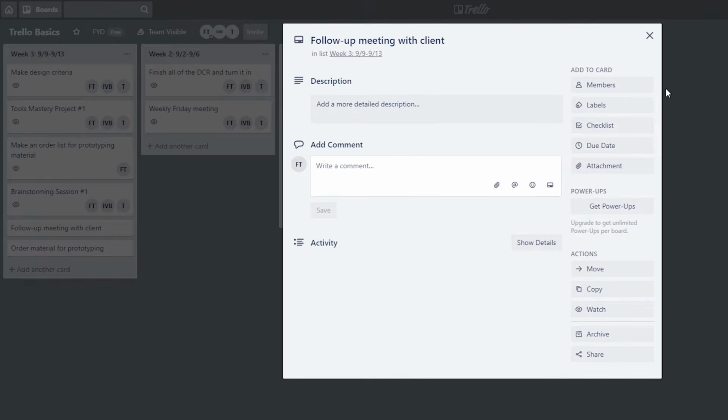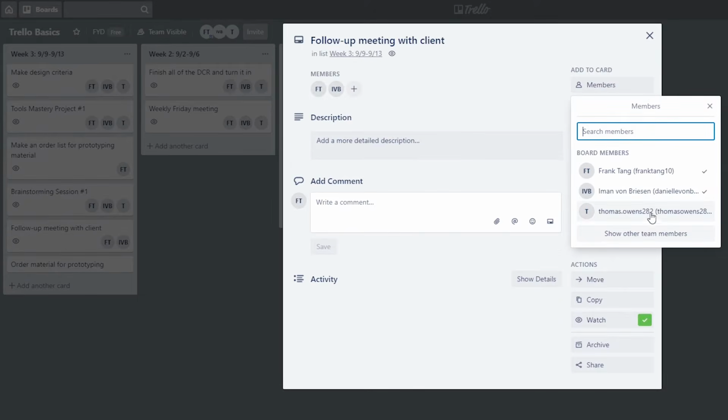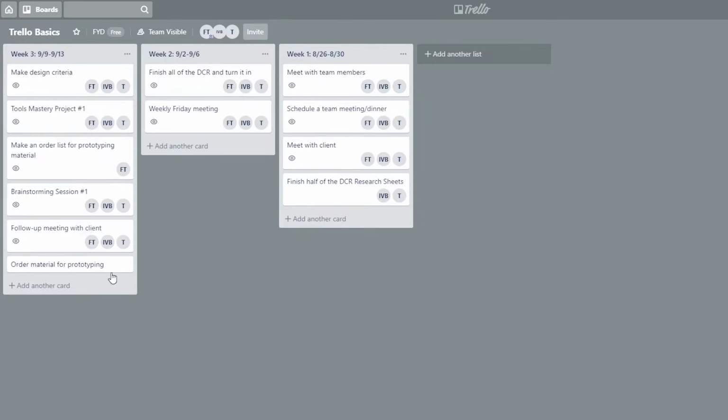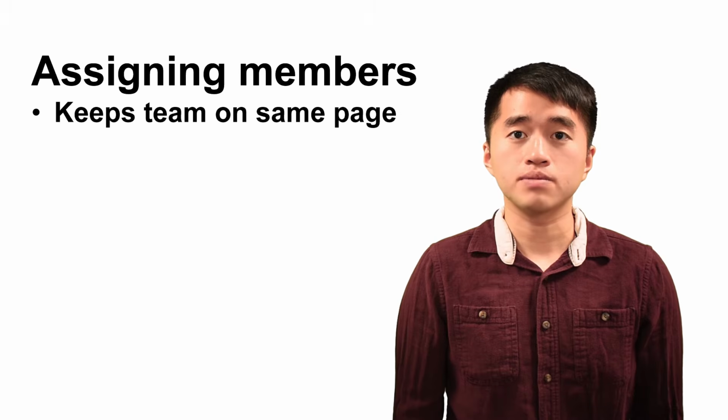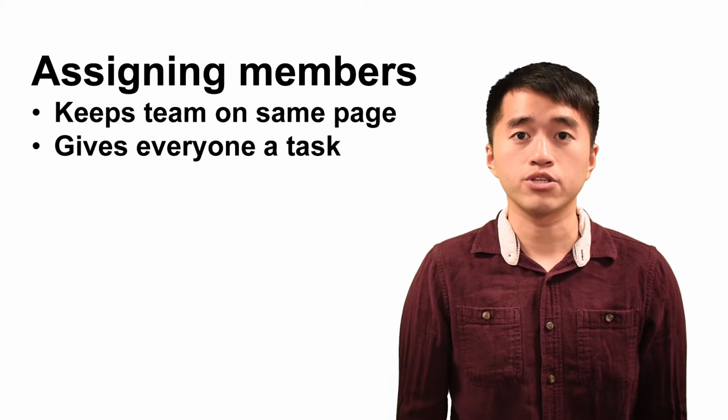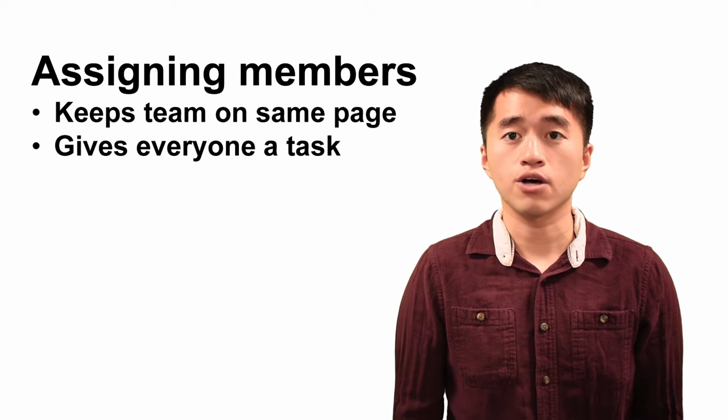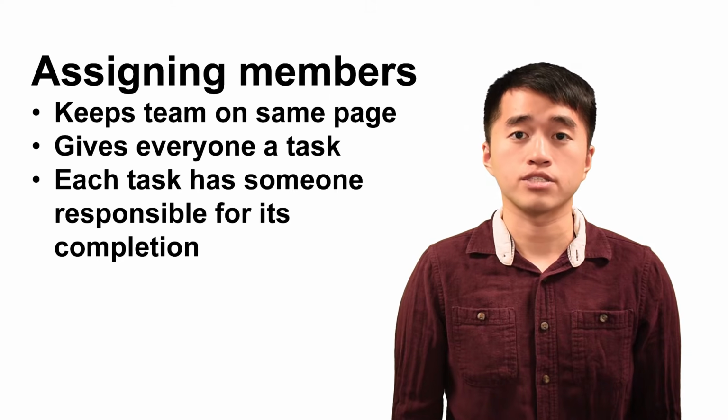To keep track of the work each team member has to do or has done, assign a team member or members to each task. Usually, one or two initials identifies a person on the board. This keeps everyone on the same page and lets everyone know what they should be working on. This also helps ensure that each task has someone responsible for its completion.